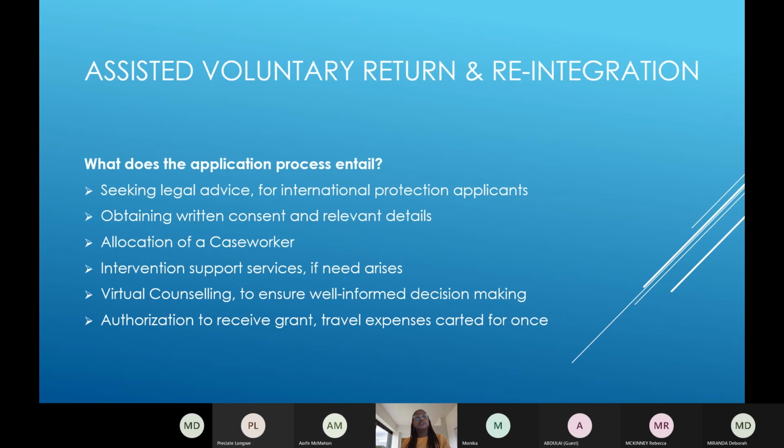So I'll just quickly go into detail about what assisted voluntary return is and what the application process entails. First of all, if an individual is an international protection applicant, we will be asking this beneficiary to seek legal advice from their solicitor before they withdraw their application with the International Protection Office. After they get legal advice, then we can proceed with sending them application forms which they need to fill out.